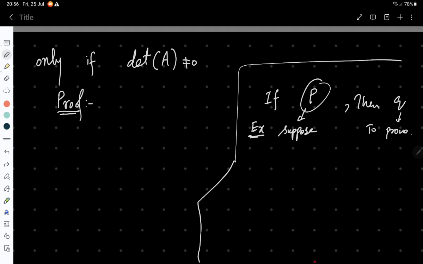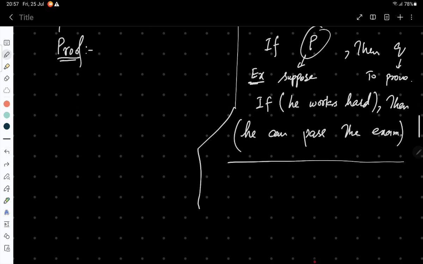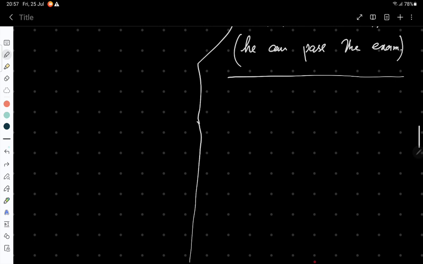Let's do an example of this kind of statement in our daily life. For example, if he works hard, then he can pass the exam. So this is an if P then Q statement, and you can check that this is the P statement and this is the Q statement. So if we have to prove such a statement, we have to assume that he works hard, and then we have to prove that he can pass the exam. This is called a conditional statement.